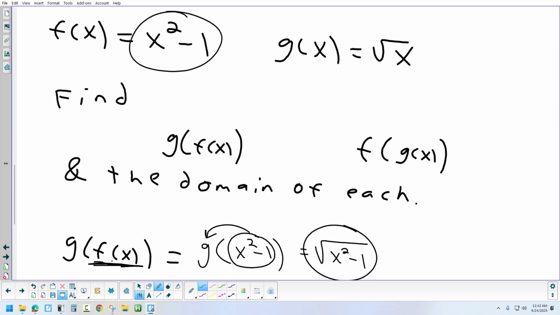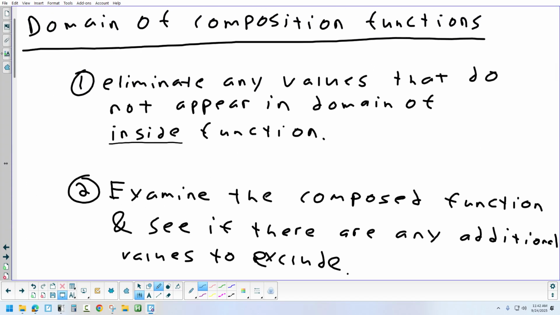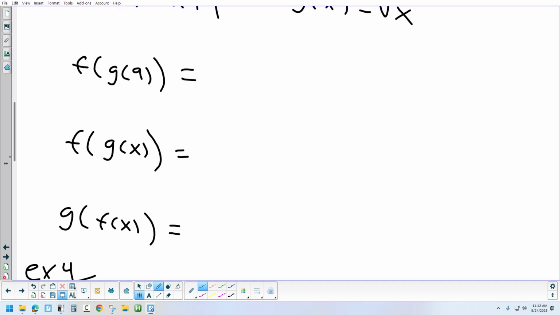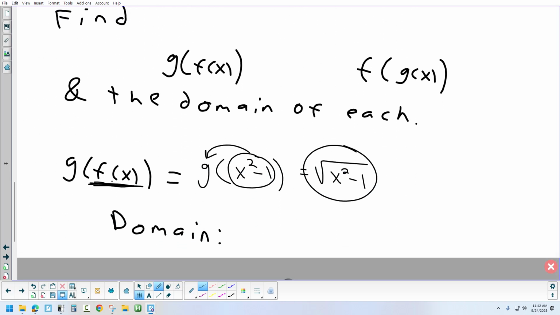What does that mean the domain of the inside function is? All real numbers. Okay? So from the first step, it didn't do anything. We didn't filter out any values that we're not allowed to use because you're allowed to use everything. Now we have to look at the final answer. All right? So let's look at our final answer.